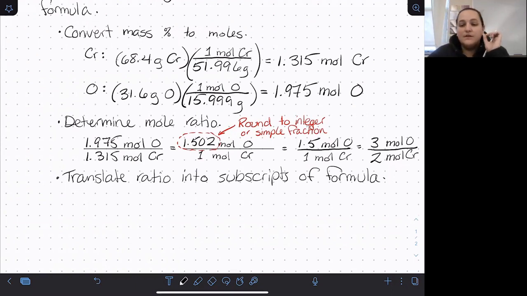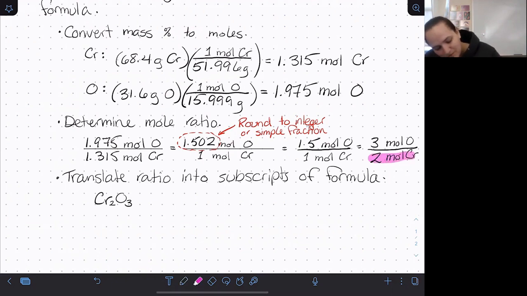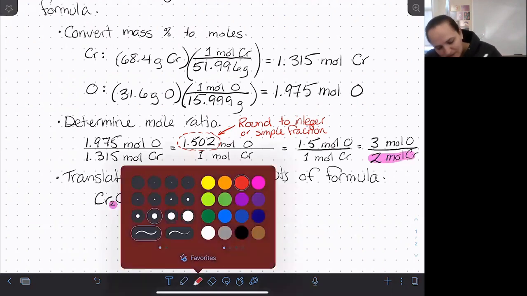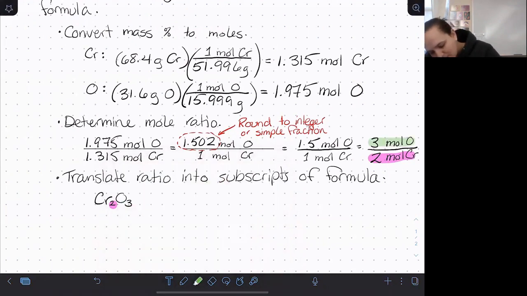So that ratio is telling us that there are 3 moles of oxygen for every 2 moles of chromium in this compound. So those numbers are going to become my subscripts in the formula. 2 moles of chromium becomes this 2. 3 moles of oxygen is where this 3 is coming from. So by figuring out the ratio of moles of different types of elements in our compound, we are then able to just translate that into a formula.